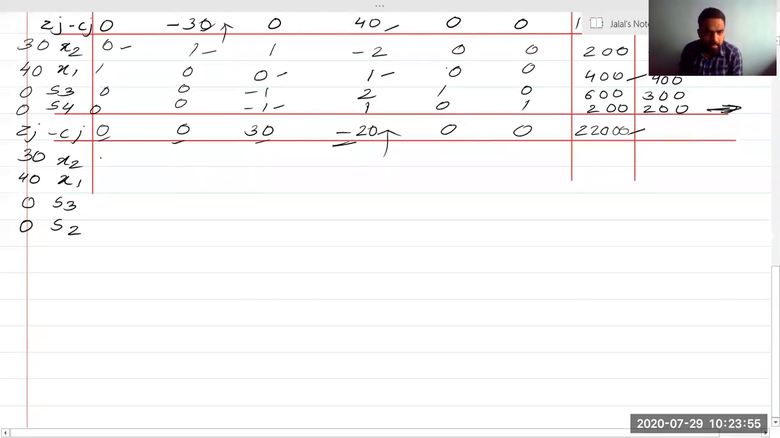Now, the next thing is, again, X2 is 1, 0, 0, 0. I'll do one thing.